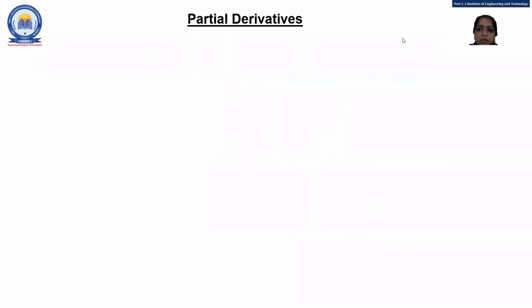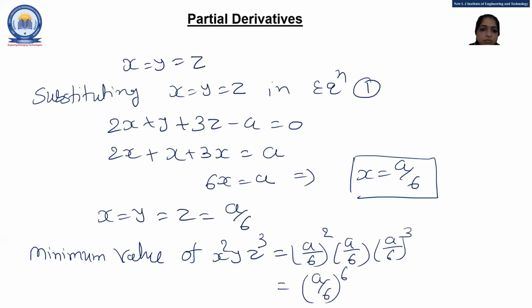Ma'am, if we have to find the maximum value, then do we have to use the same method? Yes, Isika. We are applying this method for extreme values, and extreme means maximum or minimum. It is the same method for both. Okay. So let's move on to one more example.